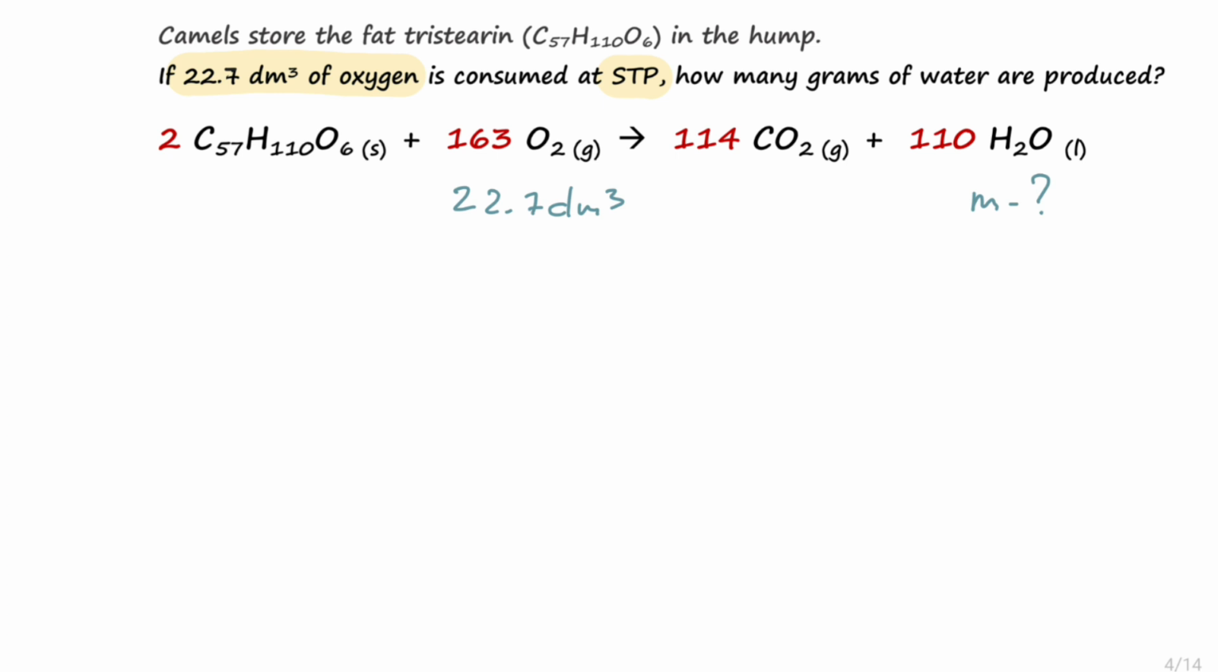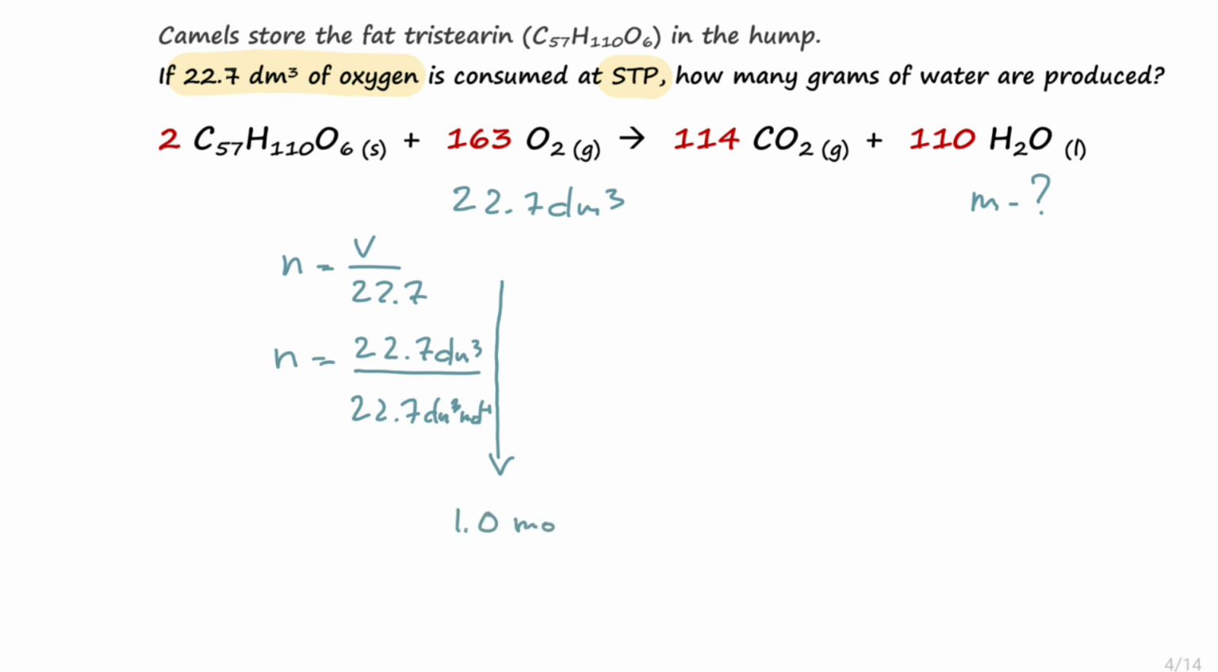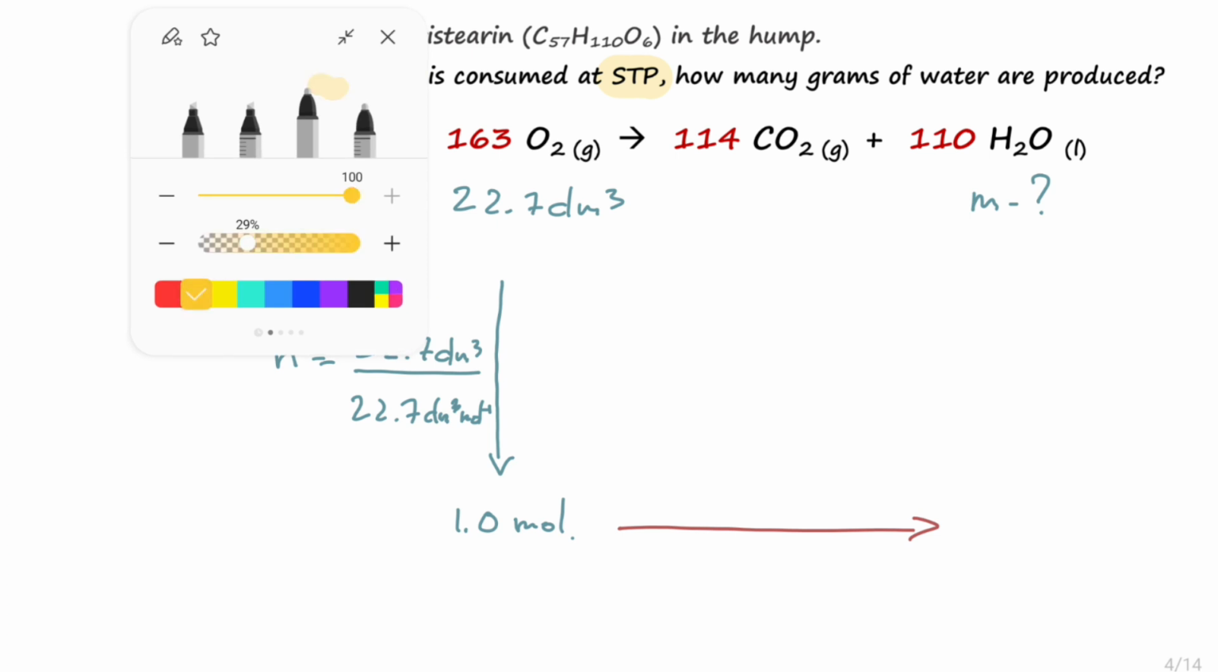The first step, guys, whatever they will provide you, you need to find the number of the mole. Mole equal to volume divided by 22.7. So mole equal to volume of oxygen, 22.7 decimeter cube, divided by gas constant, 22.7 decimeter cube mole minus 1. Obviously here you will get 1 mole. Okay, the second step. In the second step, you will find the mole number of the water. How will you do it, guys? Here you can find coefficients, yeah?